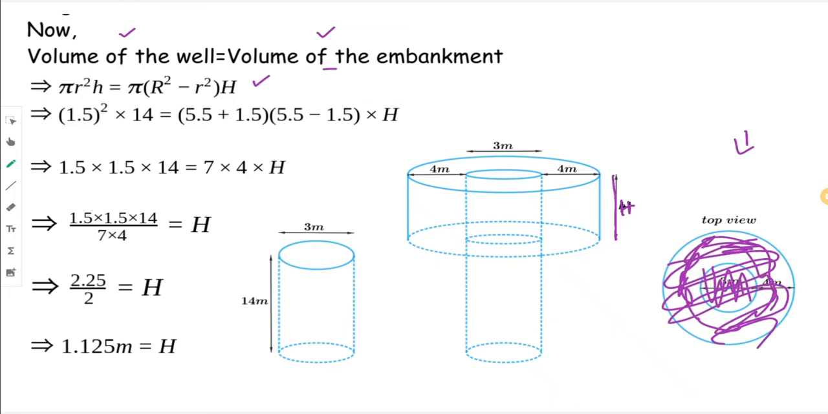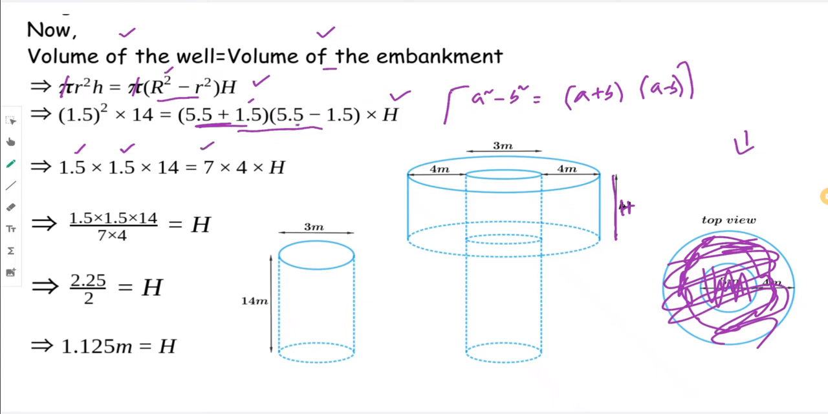So let's start putting the value. So we can see that from here pi is common, so we can divide, right? Then radius of the well is 1.5, so I've written height 14. The bigger radius is how much? 5.5. The smaller radius is 1.5. And you can see that this is in the formula a square minus b square, right? So if I do the formula for a square minus b square, we get a plus b the whole times a minus b. Okay, so that's what I'm writing here, and we're trying to find the h, right? So 1.5 square means 1.5 into 1.5. Then when you add these two, 5.5 plus 1.5, we get 7. When you subtract these two, we're going to get 4.